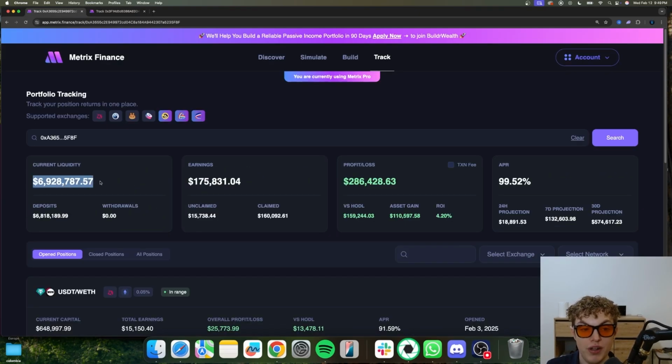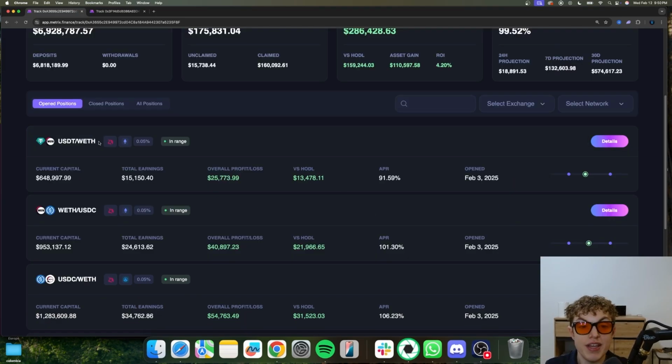Same thing goes for this wallet. It's a bigger wallet with almost $7 million in liquidity, but by being deployed into these pools, they're up over $150,000 more than they would be if they were just holding on to their assets. And they're taking advantage of blue chip to stablecoin positions like Wrapped ETH to USDT, Wrapped ETH to USDC, etc.